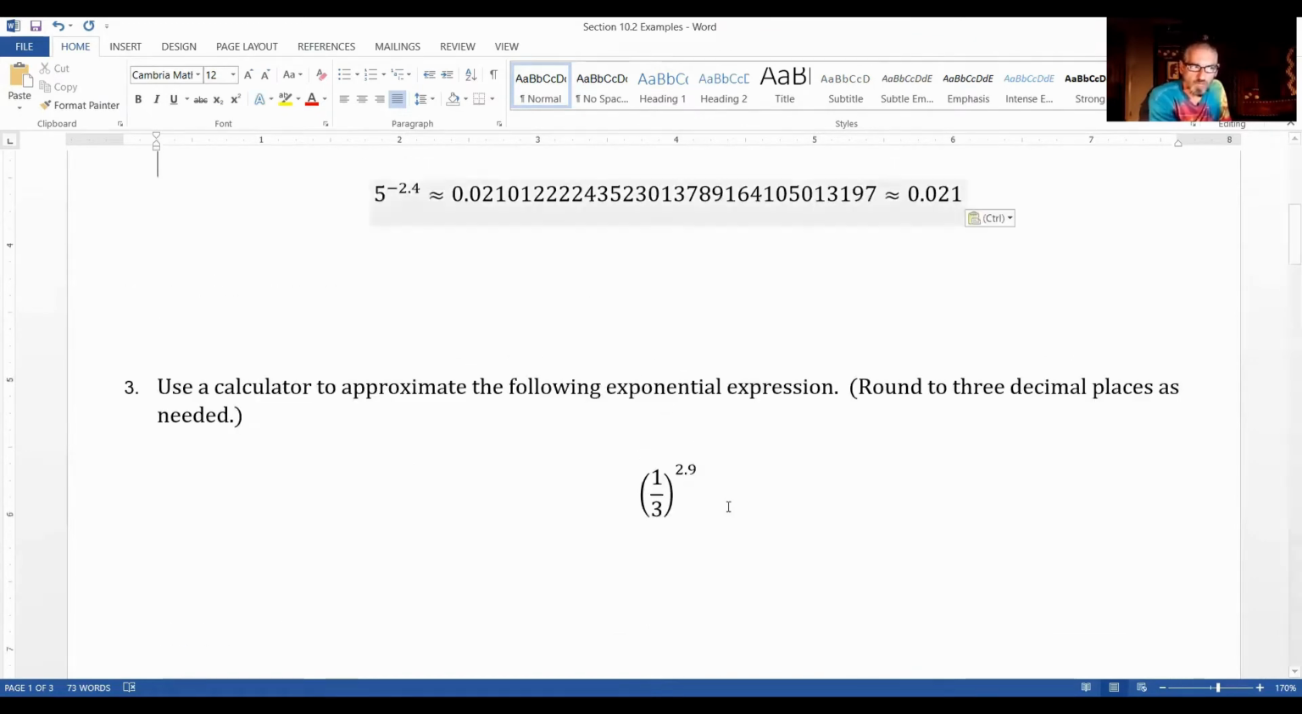One last one where we're supposed to approximate 1/3 to the 2.9. If that was 1/3 squared, I would say 1/9, which is approximately 0.11. And if that were 1/3 to the 3, I'd have 1 over 27, something even smaller. So I expect something smaller than 0.11.